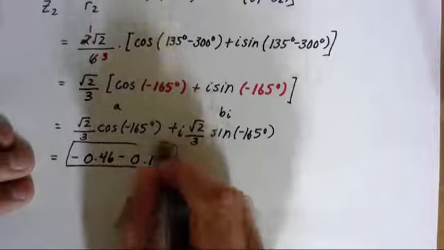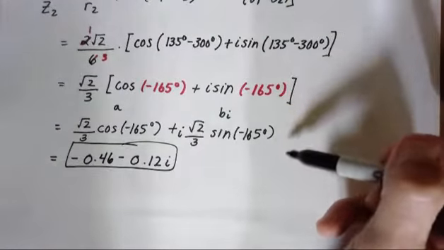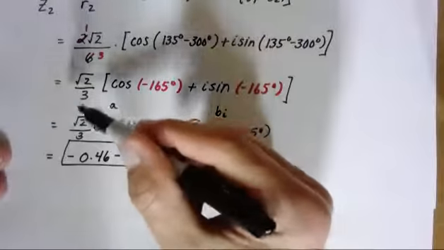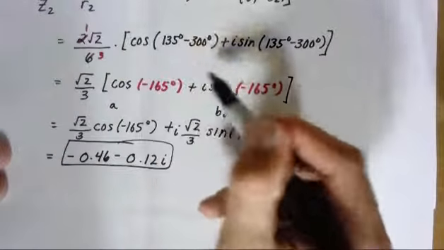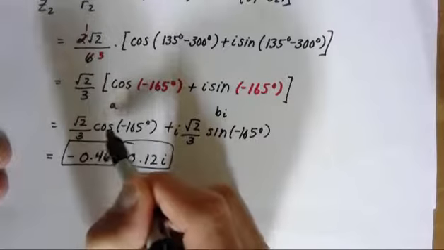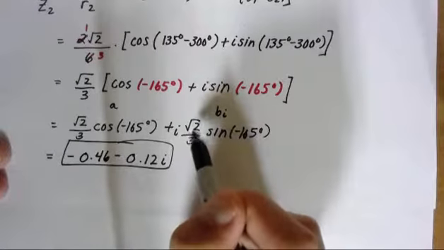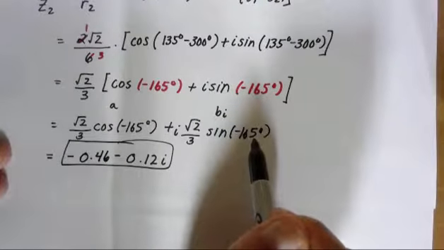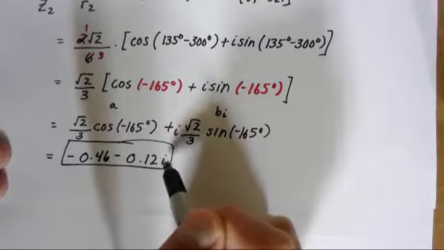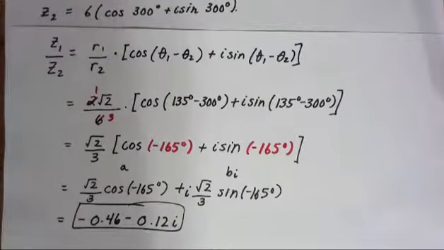So I took one step further. Here's the polar form, and then if they want exact or standard form, I can distribute the root 2 over 3 to both terms, and then this is just a number, right? Root 2 over 3 times cosine of negative 165 gives us this, and then root 2 over 3 times sine of negative 165 times i gives us approximately this. So that is how we multiply and divide complex numbers.